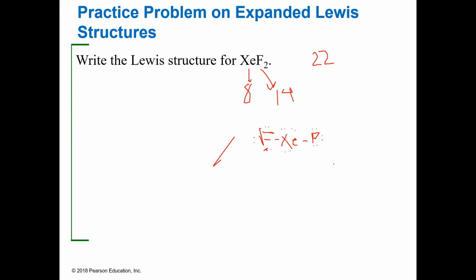Let me see if I can draw that a little better. Xenon is going to have three lone pairs, a bond to fluorine, a bond to the other fluorine, and then 8 around each fluorine. So here, xenon has 10 around it rather than 8, and that's okay because it's in period 5, so it has the d subshell.